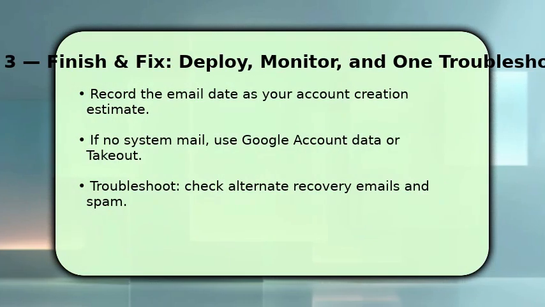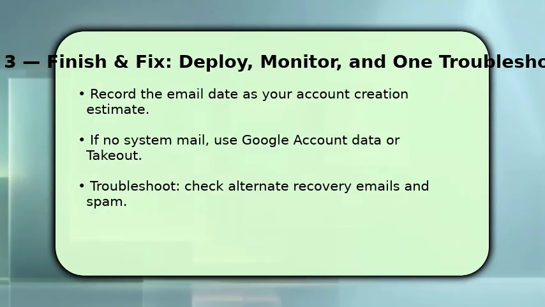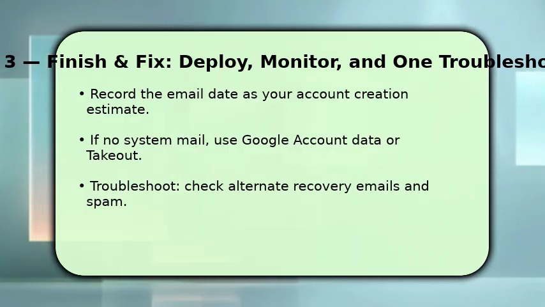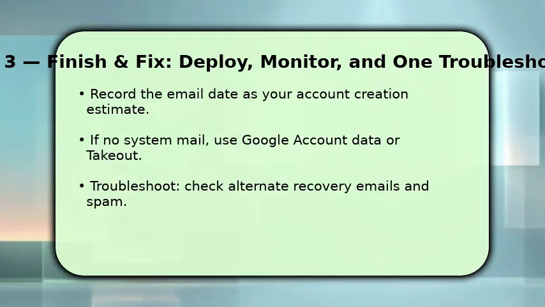To finish, use the timestamp from the earliest system email as your account creation date. Note the date and time zone if shown. If no such mail exists, open your Google account, review Personal info and Data and privacy, or request Takeout for account metadata that may include creation info. If results still fail, check recovery addresses and alternate accounts for forwarded welcome mail.